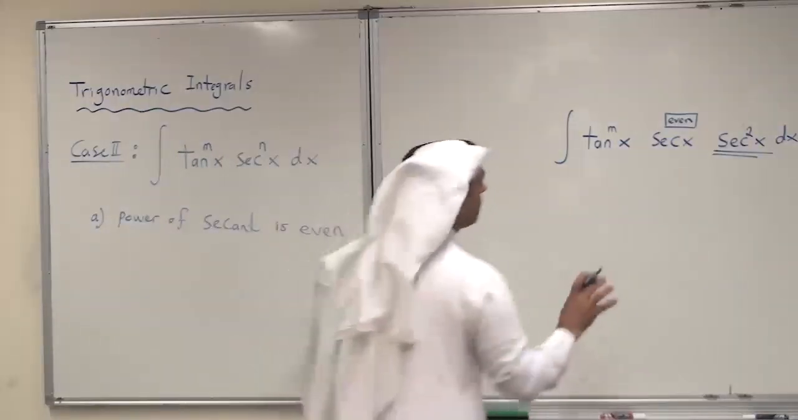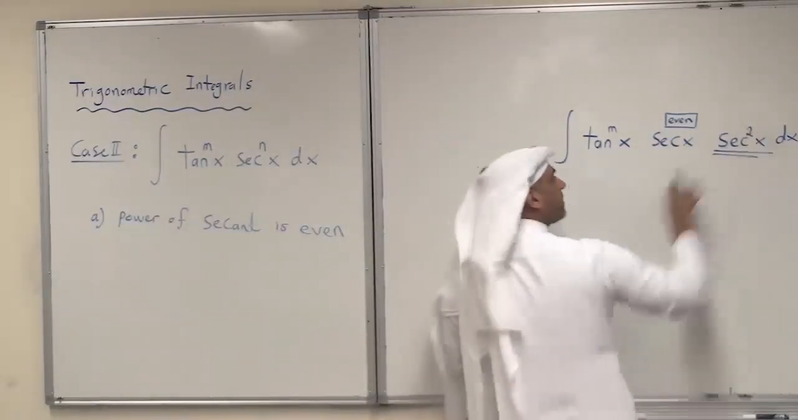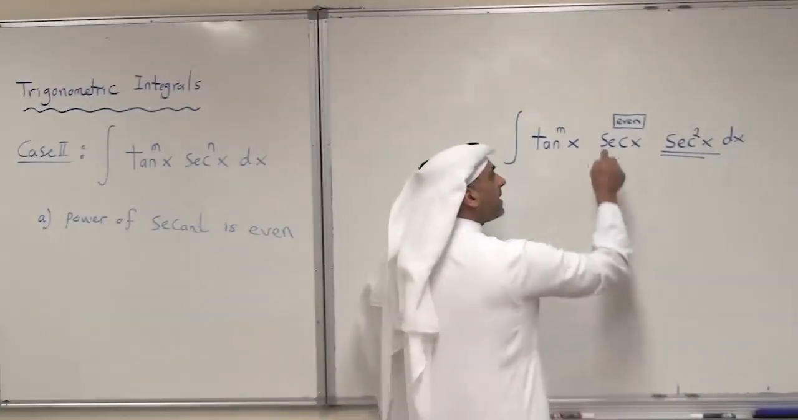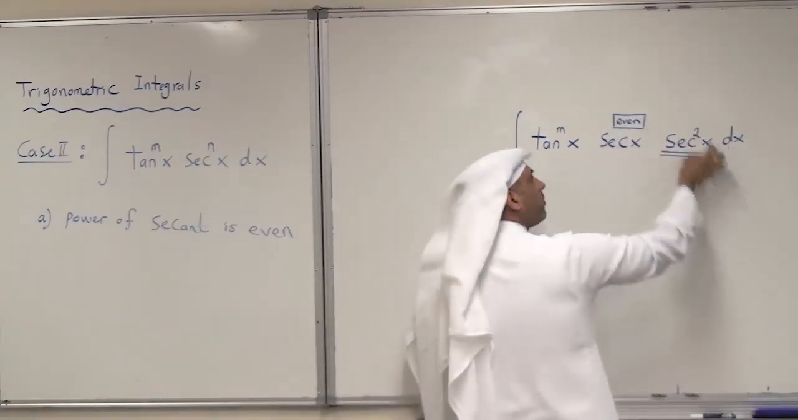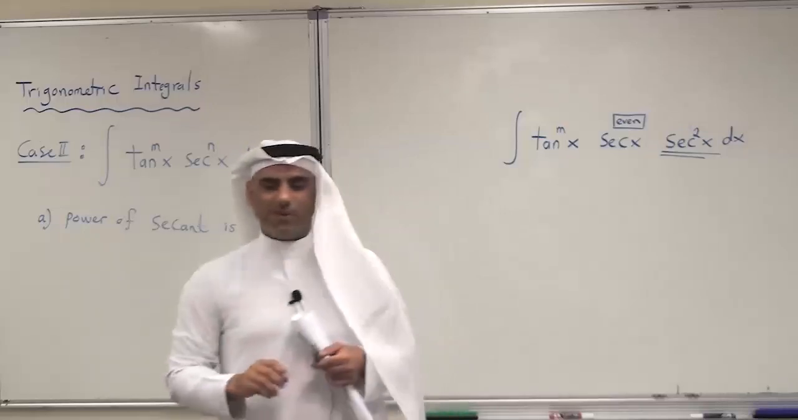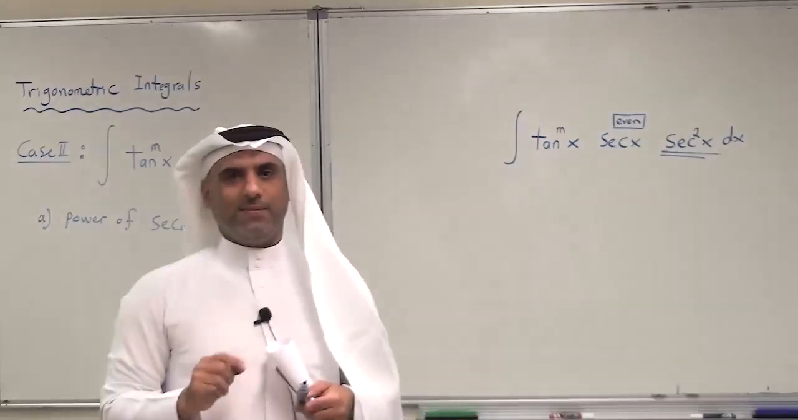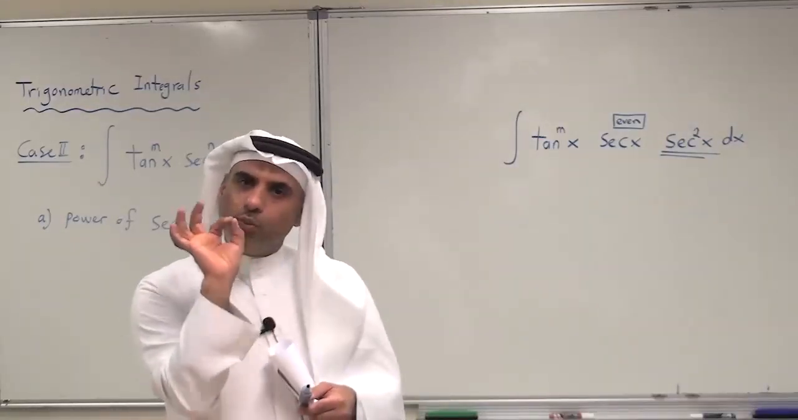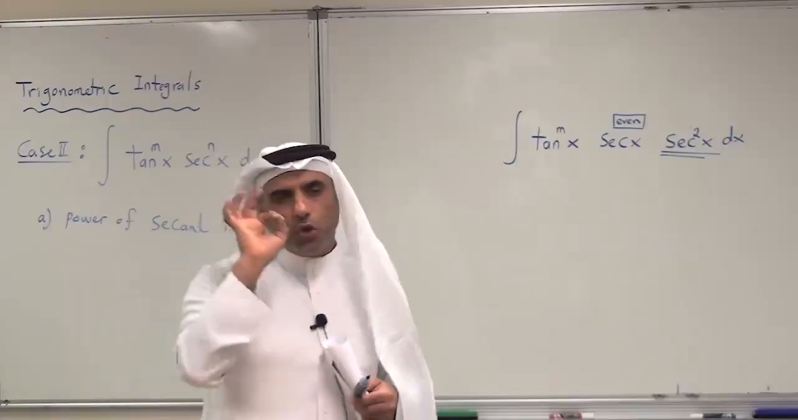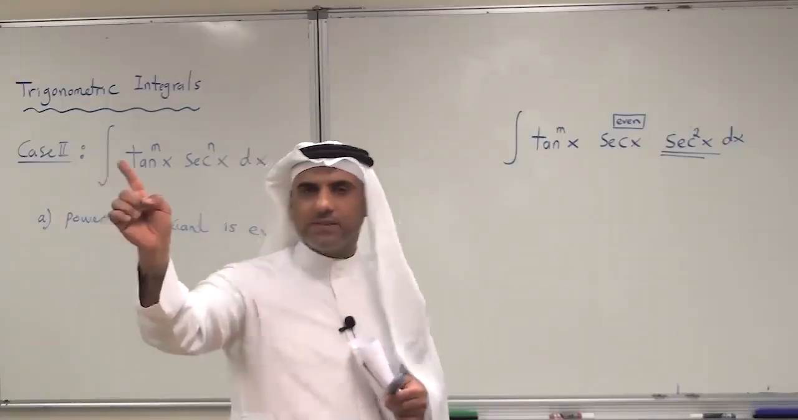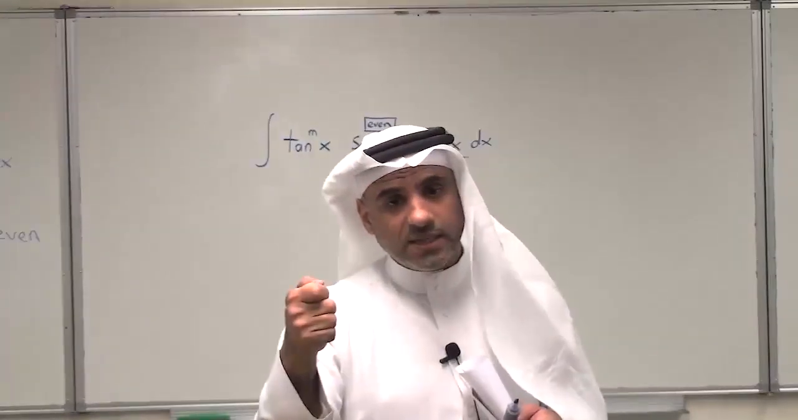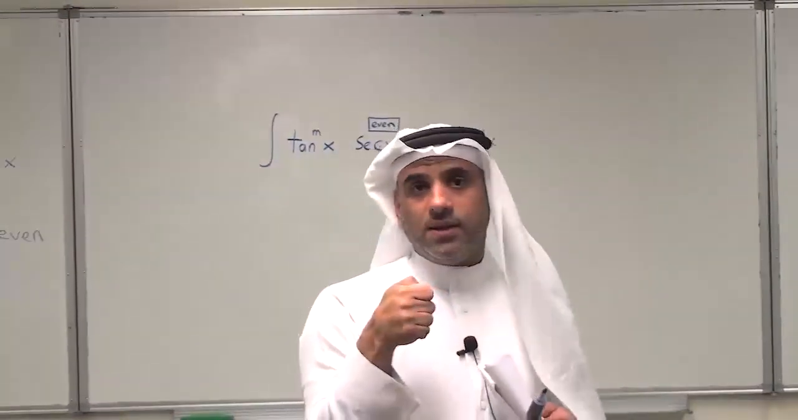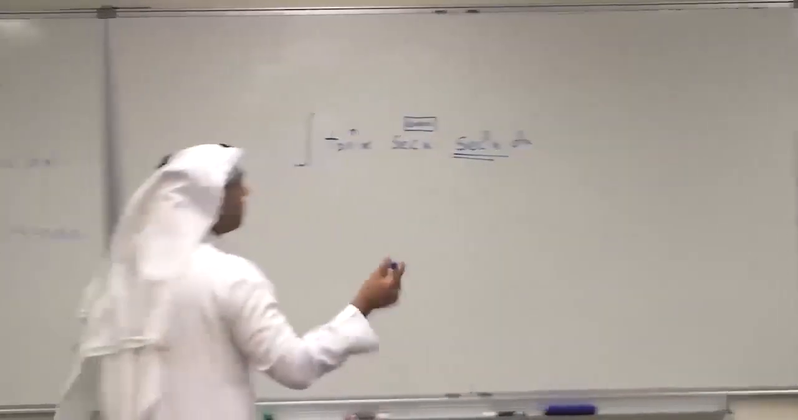So what we do, usually we separate secant squared, keeping in mind that the secant has an even power, and after separating secant squared, then we have also an even power. Why are we doing that? We are shooting to make the substitution u equal to tangent. And if u is equal to tangent, what is the derivative of tangent? It is secant squared.